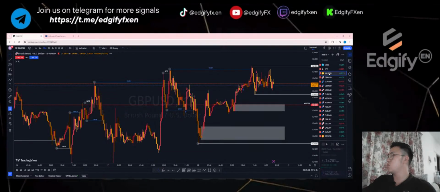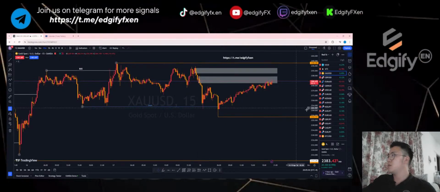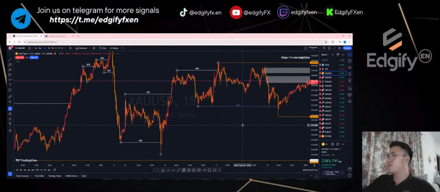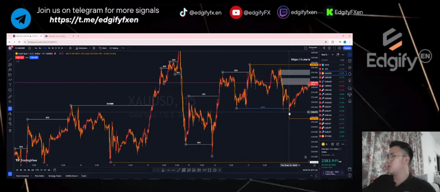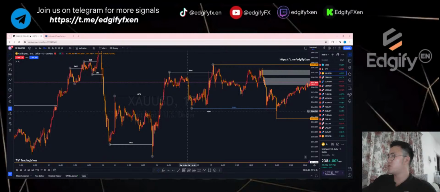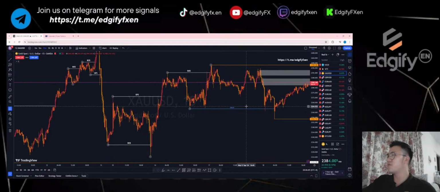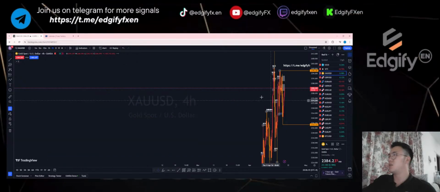So we start with gold as usual. On gold, we have this change in the market structure which happened early this morning. If you look at this candle here, it's Thursday, 18 April, at 4:45 a.m. So we have this change, which means that on the 15-minute the market is coming down. It's a downtrend on the 15-minute.